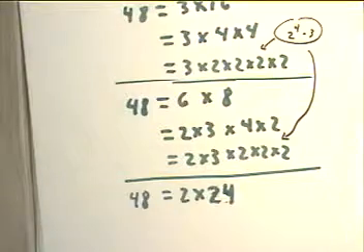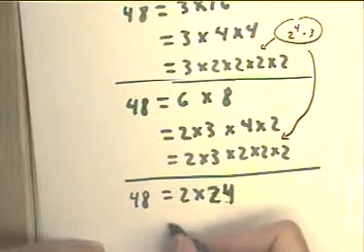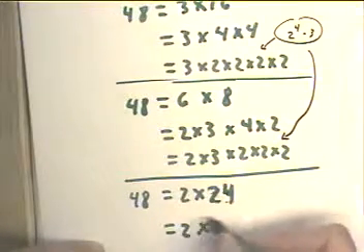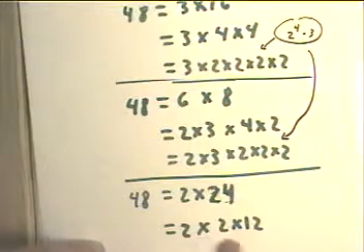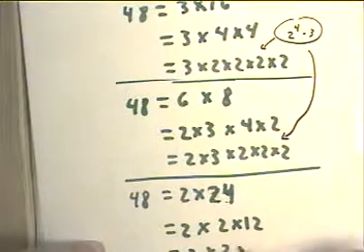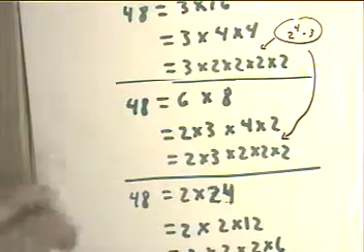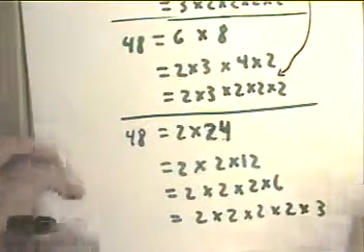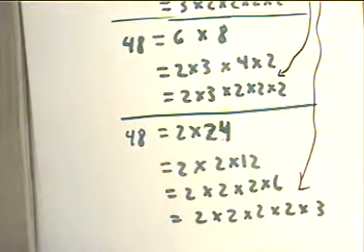Now, go ahead and finish breaking that down. Pause a minute and see what you get. Now, I'll do it for you. 24 could be written as 2 times 12. Now, what I'm going to do is continue dividing by 2's as long as I can. 12 is 2 times 6. And 6 is 2 times 3. Okay, so there's what I get. And again, I get 2 to the 4th times 3.